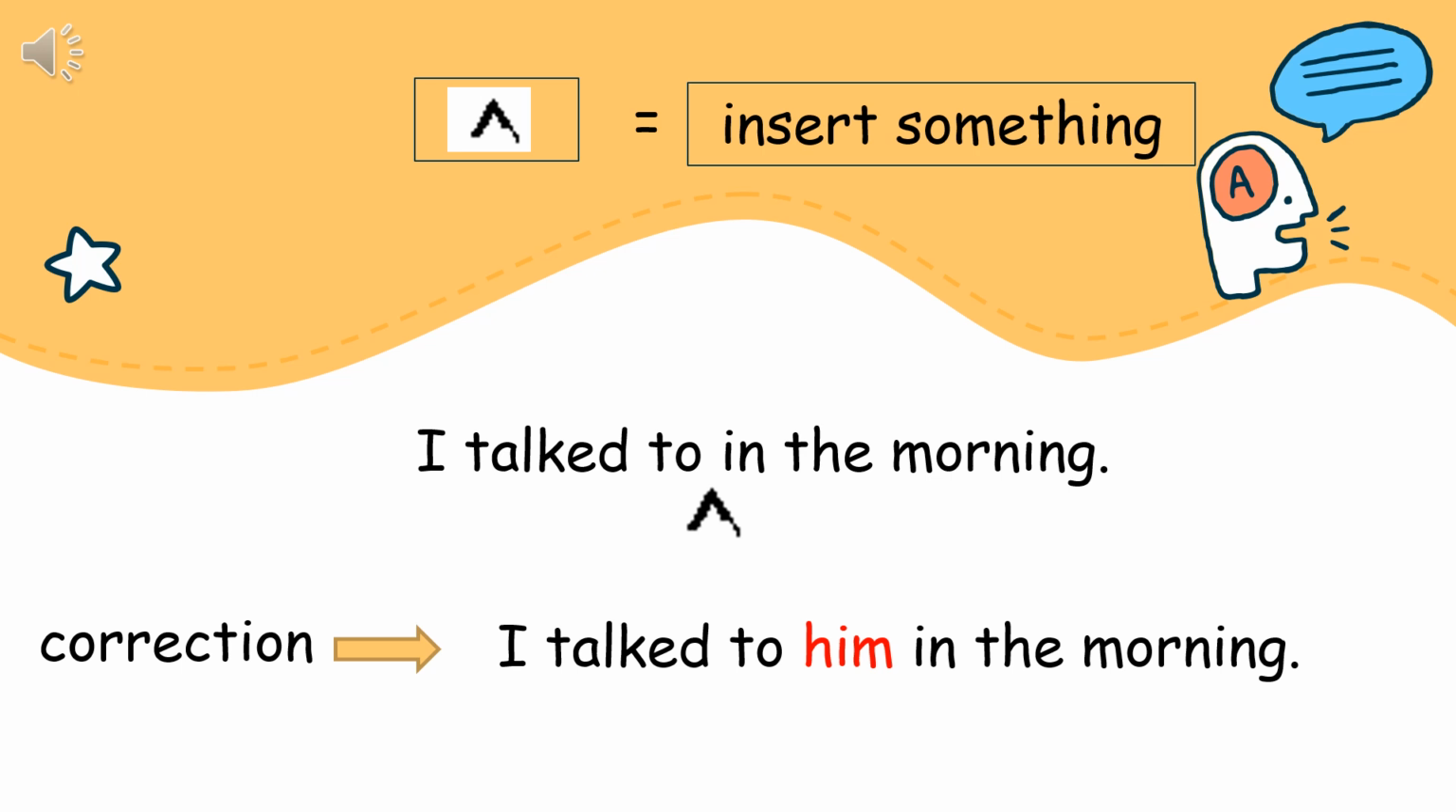Another proofreading symbol is the small arrow, which means to insert something. That is, you have to insert something since your sentence is missing something. For example, in the following sentence, there is something missing and the meaning is not complete. That's why there is the small arrow proofreading symbol above it. Therefore, it should be written correctly by inserting the pronoun "am" after the preposition to. So, the sentence will be complete.